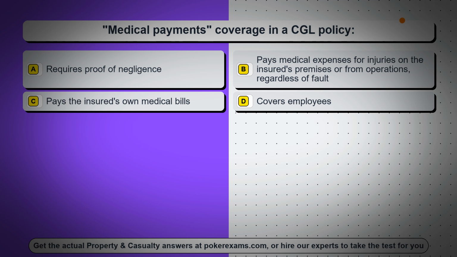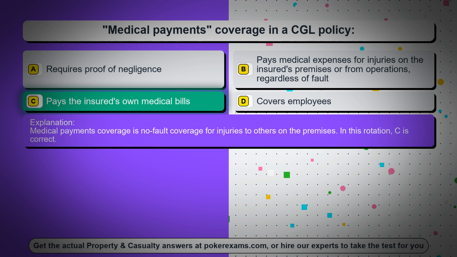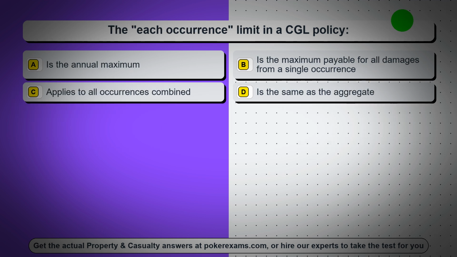Option C, pays the insured's own medical bills. Option D, covers employees. The correct answer is option C, pays the insured's own medical bills. Medical payments coverage is no-fault coverage for injuries to others on the premises. In this rotation, C is correct. Question 67. The each occurrence limit in a CGL policy.